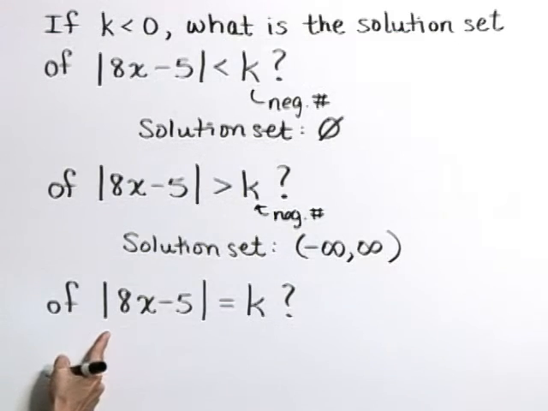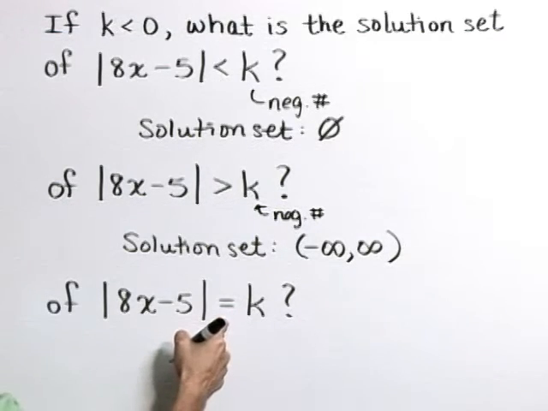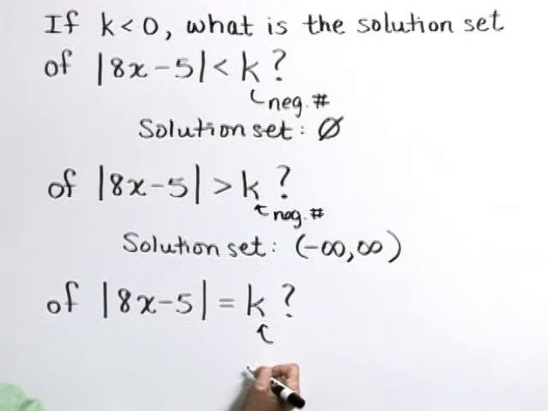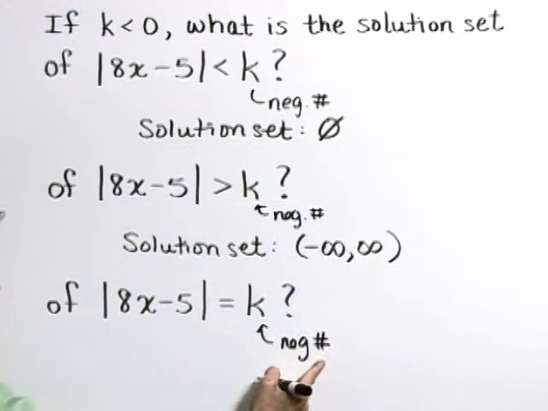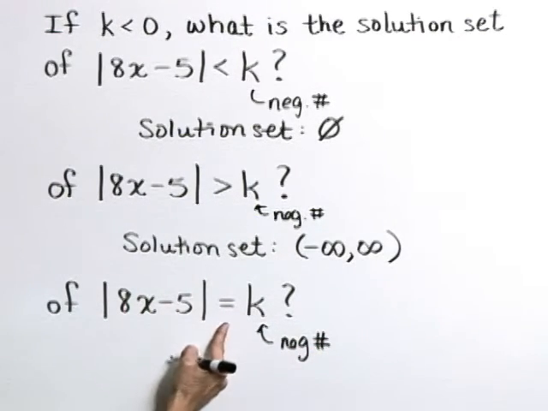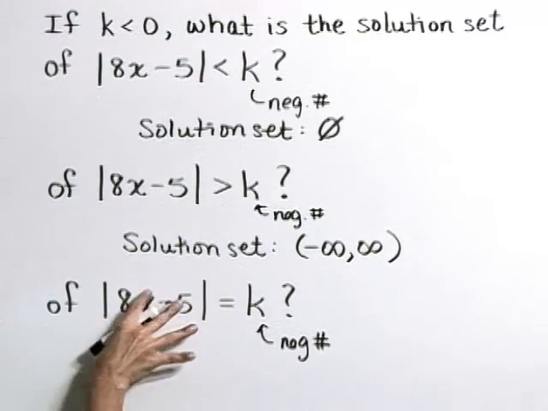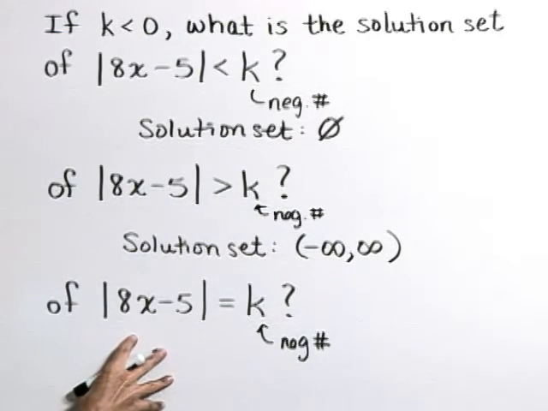Lastly, if k is less than 0, what's the solution set of the absolute value of 8x minus 5 is equal to k? So again, we've got k less than 0. That makes it a negative number. This says that the absolute value of something is equal to a negative number. That can't happen. Absolute value is a positive number or 0. This is impossible. There's no value for x that's going to satisfy this equation.